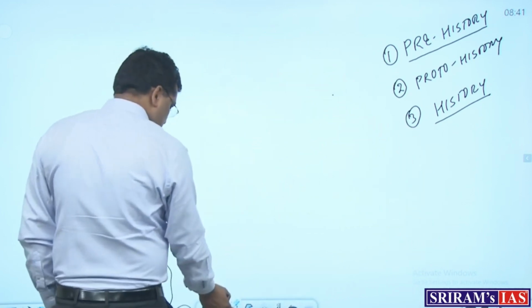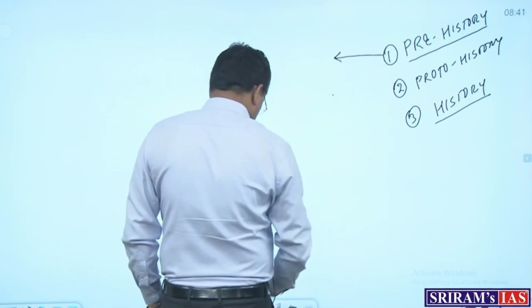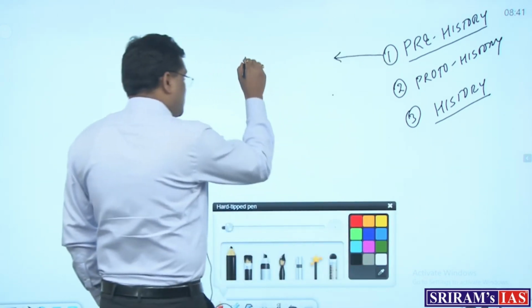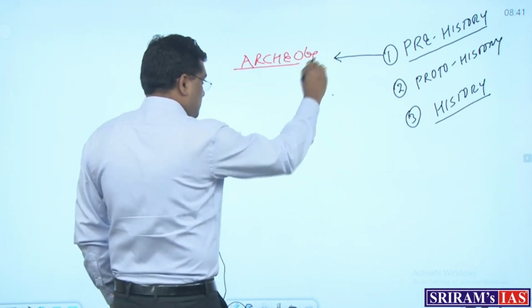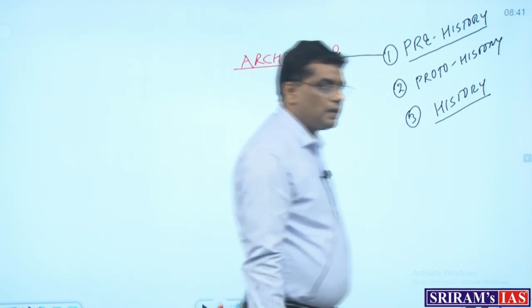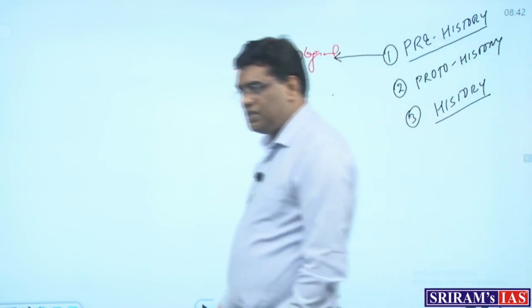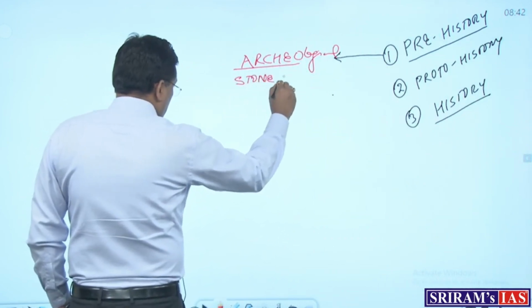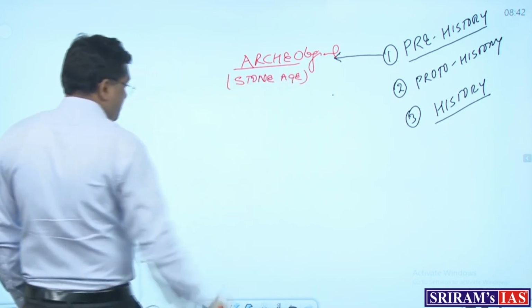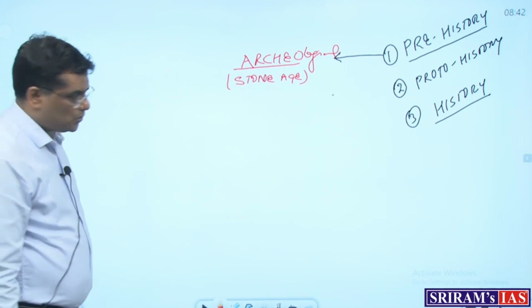So prehistory, we have only archaeological source. We have only archaeological source, we call it prehistory. Like Stone Age. Stone Age is basically what? A prehistory. Paleolithic, Mesolithic, Neolithic, prehistory.